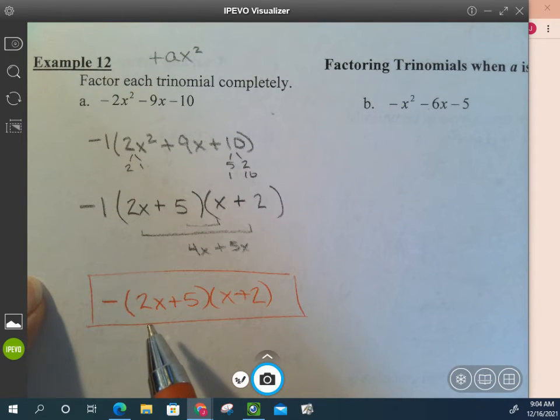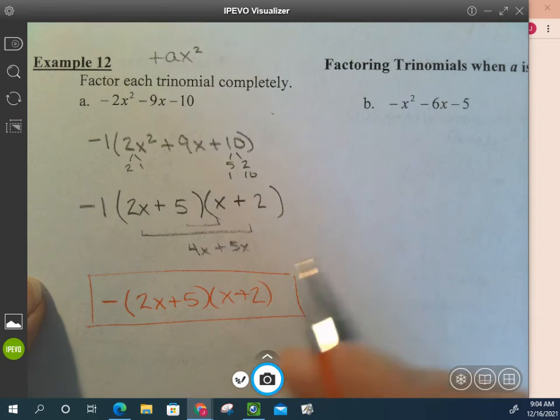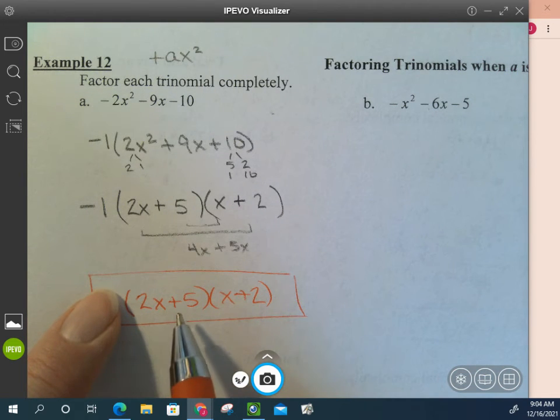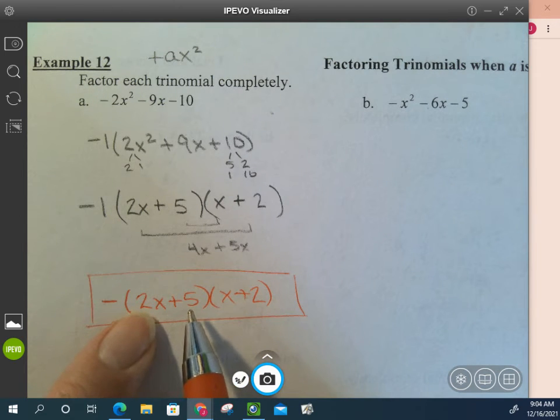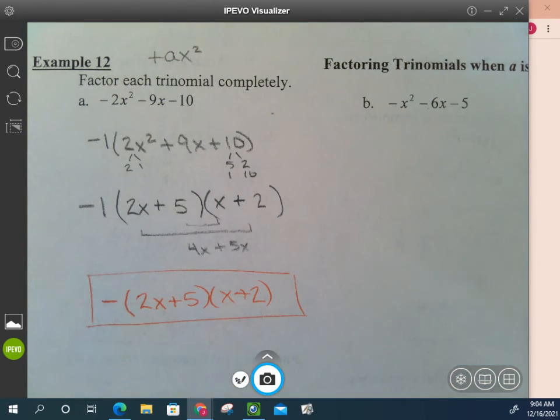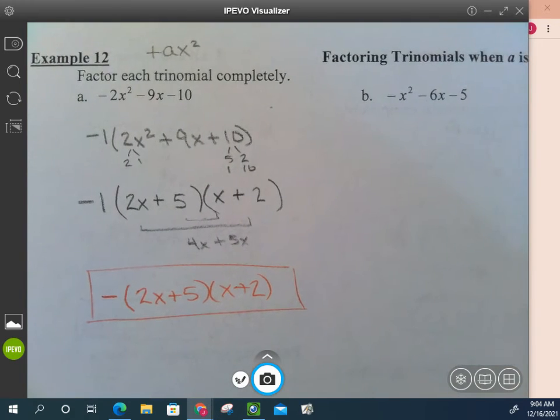If you had not taken the negative sign out, you might have it as a negative 2x and a negative 5, and then this would be the same. So one set of signs would be the opposite, and I think it's much easier. Now, look at the last one we're doing.